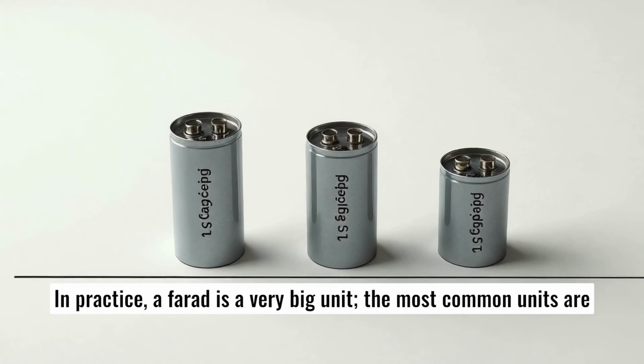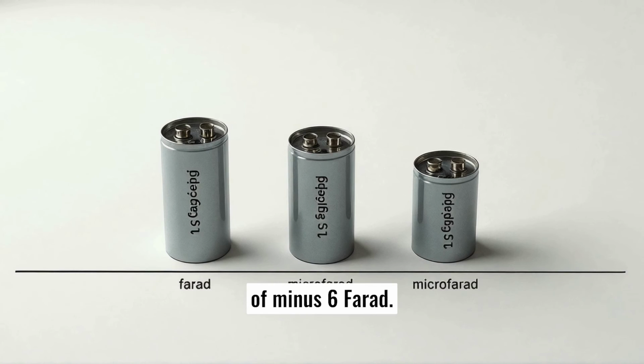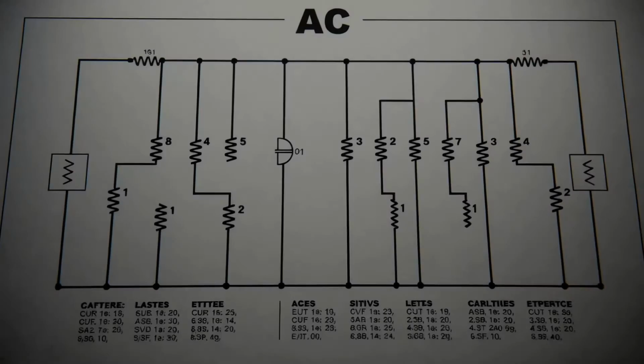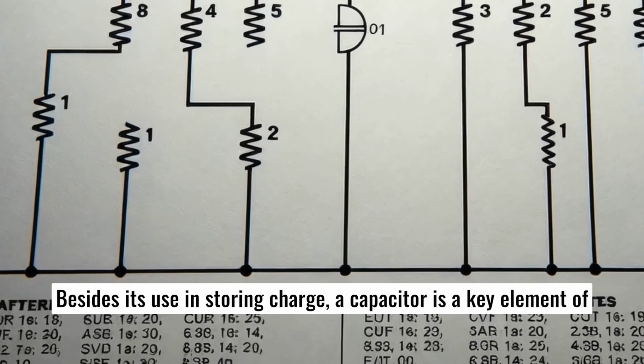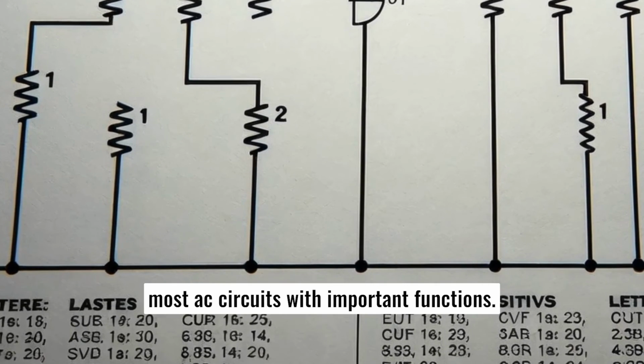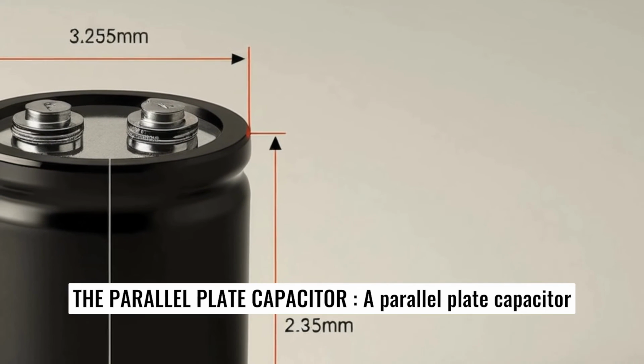The most common units are its submultiples like 1 μF, which is equal to 10^-6 farad. Besides its use in storing charge, a capacitor is a key element of most AC circuits with important functions. The parallel plate capacitor.